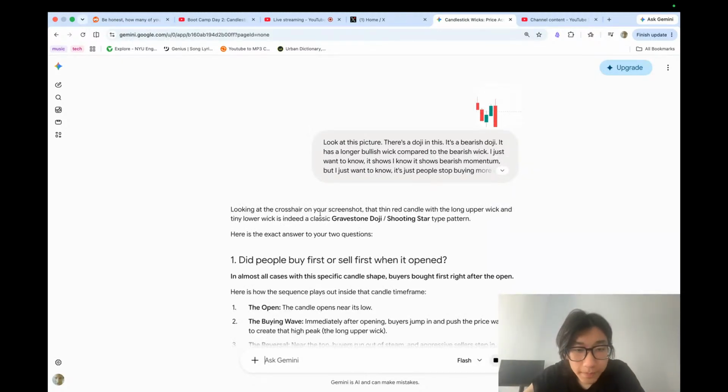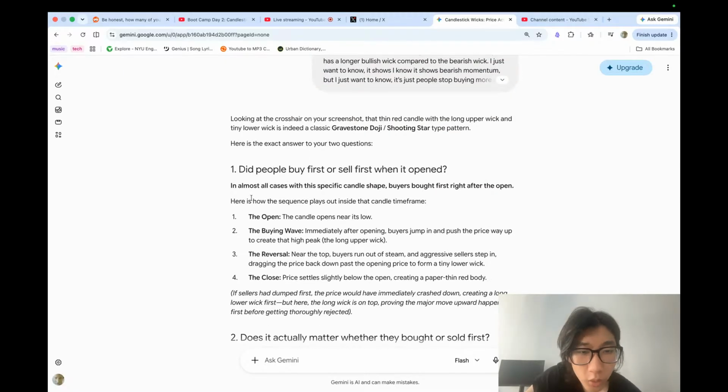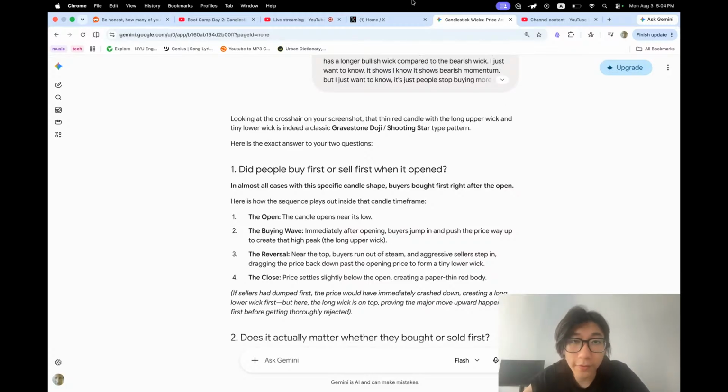Look at the scrolls here. There's a gravestone, shooting star. Should people buy first, sell first? Well, no. In almost all cases, it will become a case. Buyers first right after the open. Here's the open, there is low. The buying wave immediately after the opening drop pushes the price way up to create a high peak. The reversal near the top. Buyers run out of steam and aggressive sellers come in. Okay, they buy it first.